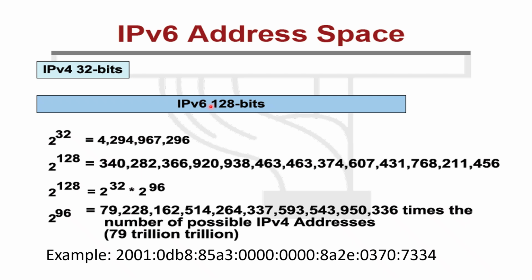IP version 6 uses a 128-bit address space, allowing 2 power 128 addresses, which is an extremely large number. IP version 6 addresses are written in hexadecimal format divided into 8 groups separated by colons.